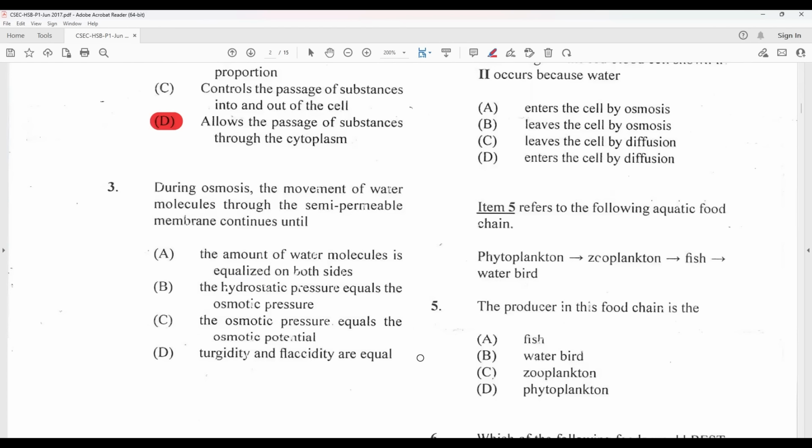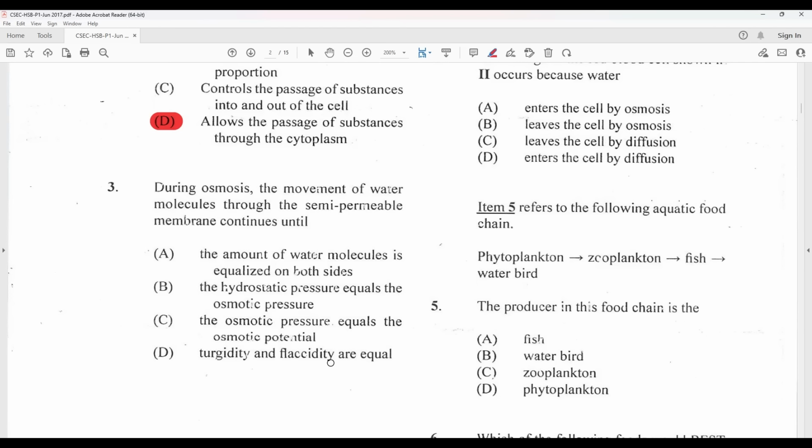During osmosis, the movement of water molecules through the semi-permeable membrane continues until what? And take your time and read this question if it comes. The amount of water molecule is equalized on both sides. That doesn't mean concentration equal. The hydrostatic pressure equals the osmotic pressure. The osmotic pressure equals the osmotic potential.